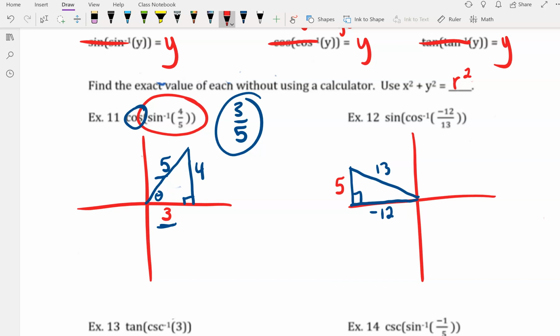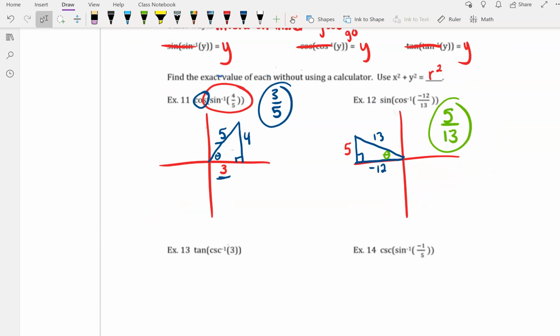All right, and then since we're trying to find sine, remember that's theta, sine is opposite over hypotenuse, so opposite of theta is 5, and hypotenuse is 13. So your answer should be 5/13, or 5 over 13.